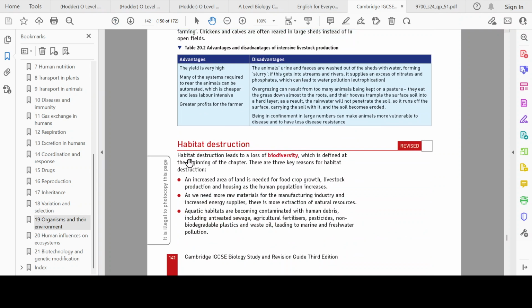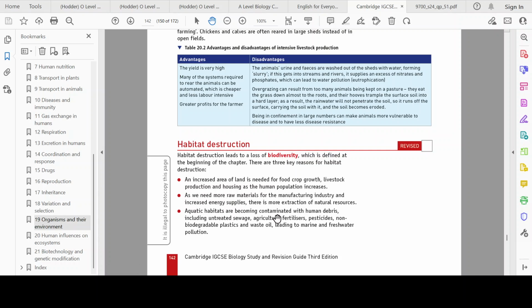Habitat destruction. So this obviously leads to a loss in biodiversity, right? And there are three key reasons for habitat destruction. An increased area of land is needed for the growth of food crops, livestock production, or housing human populations. And we need more raw materials for the manufacturing industry, so we're cutting down these natural resources, right? We're extracting these natural resources, and so that's causing a destruction of habitats.